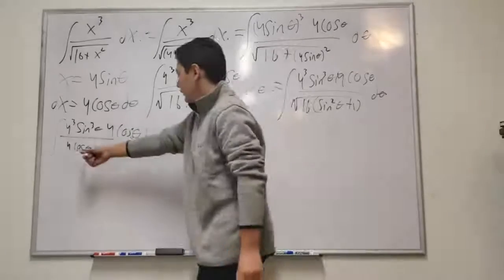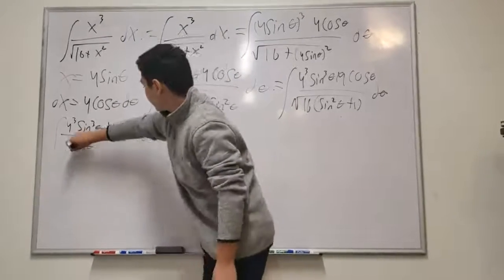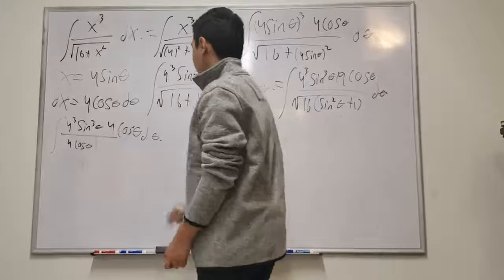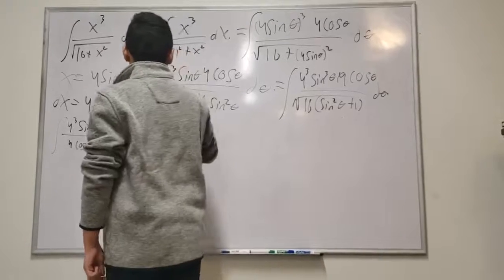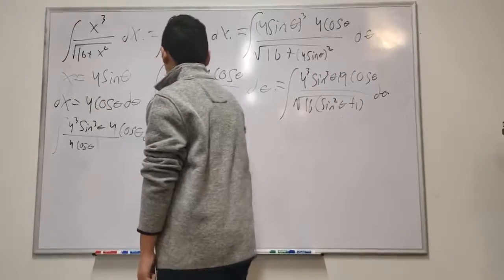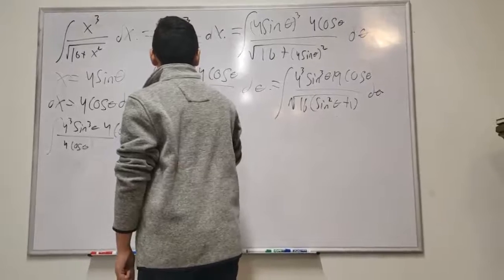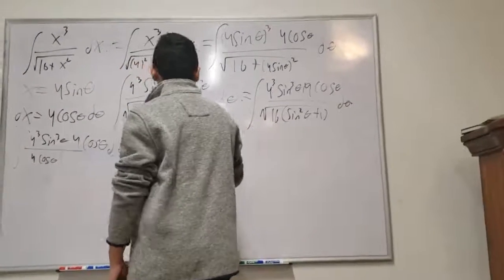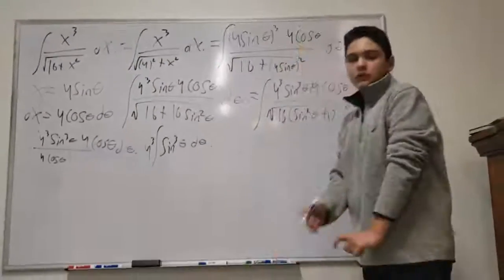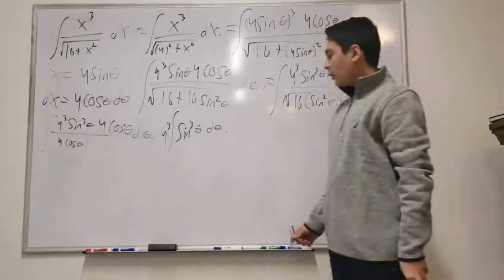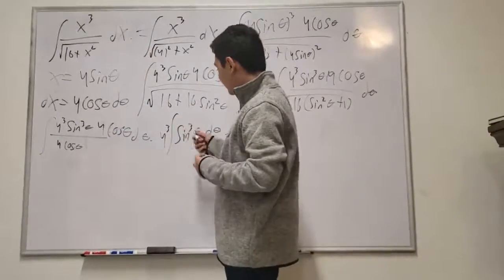So we notice that these four cosine thetas cancel out, and it will give us 4/3 brought out, the integral of sine cubed theta d theta. Okay, so we take the integral of sine cubed theta.